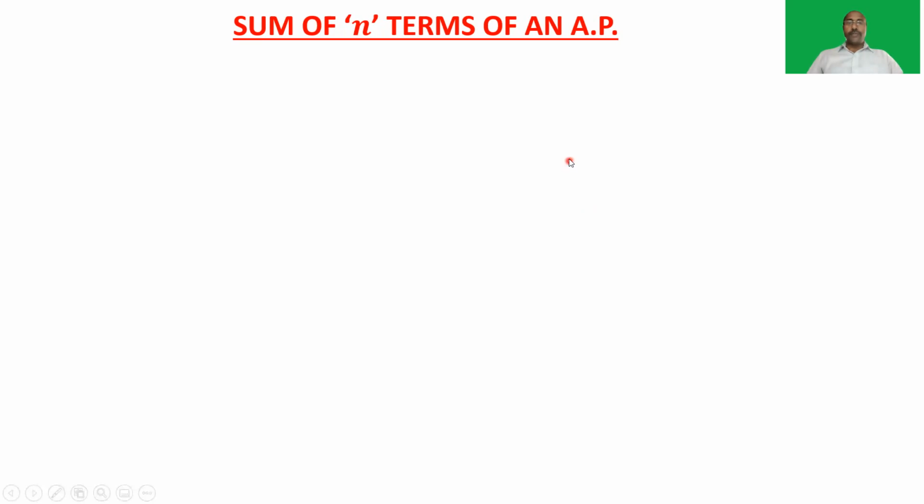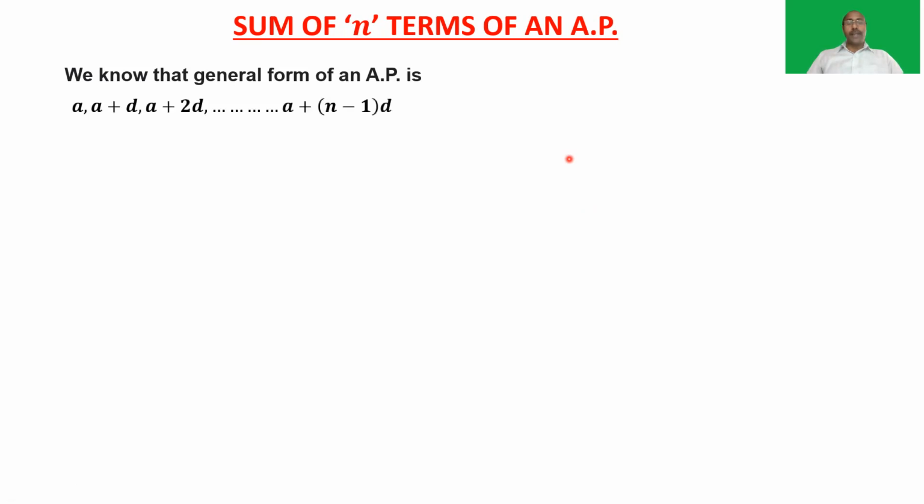So students, we know that the general form of an arithmetic progression is a, a plus d, a plus 2d, up to a plus (n minus 1) into d, where a is the first term and d is the common difference of the arithmetic progression. Here a is the first term, a plus d is the second term, a plus 2d is the third term, and in that way a plus (n minus 1) into d is the nth term.